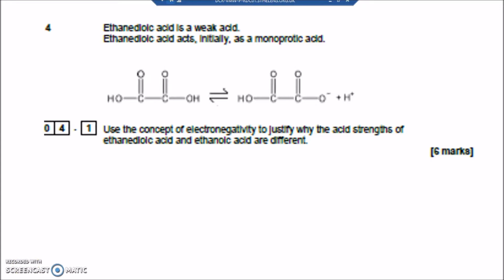Question 4. A tricky question this, because it's for 6 marks and you've got to try and work out where the 6 marks come from. It's not scaffolded, so it's not broken down into sections. You've got to work out where you're going to get these 6 marks from.